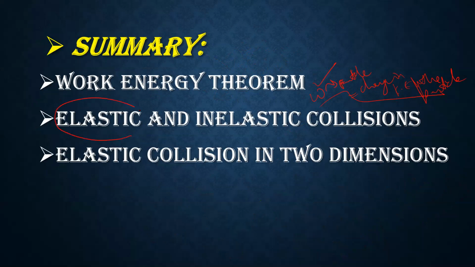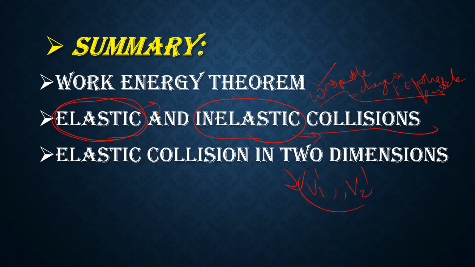So now we have understood what is elastic collision and what is inelastic collision. Based on the conservation of energy and momentum, in elastic collision both energy and momentum are conserved. In inelastic collision, kinetic energy is not conserved, but momentum is conserved. Next, we have elastic collision in 2 dimensions. We have solved and found the expressions for v1 dash and v2 dash.